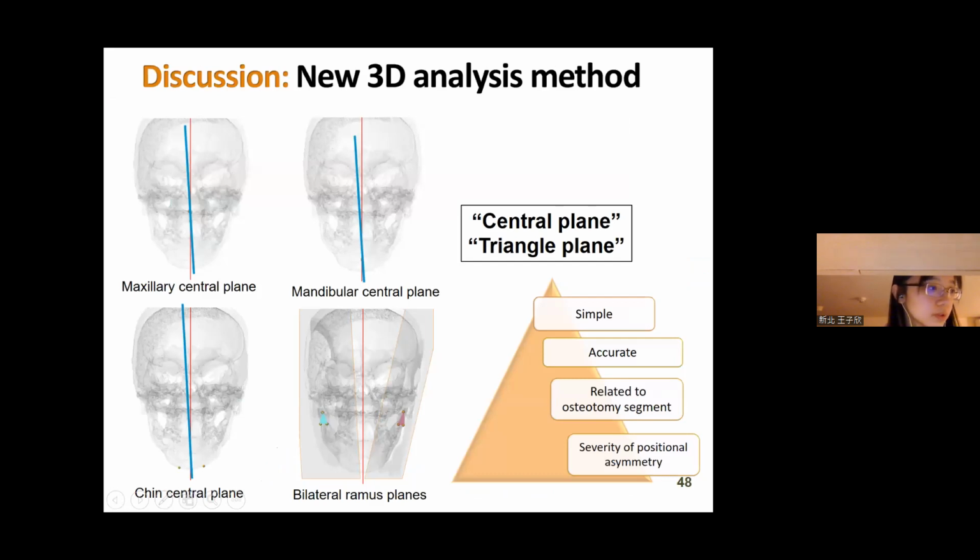Discussion. First, our study used a new analysis method called central plane and triangle plane. The benefit of our methods is that they are simple and accurate in terms of using skeletal landmarks to construct the plane. And the landmarks won't be affected by osteotomy cut or bone remodeling. Also, the planes are related to the osteotomy segment and can give you the severity of positional asymmetry, including shift, roll, and yaw asymmetry.